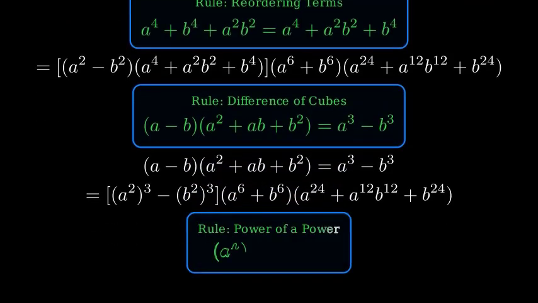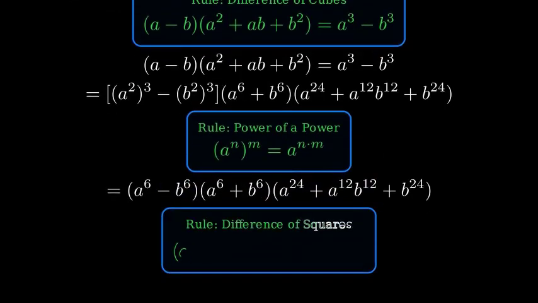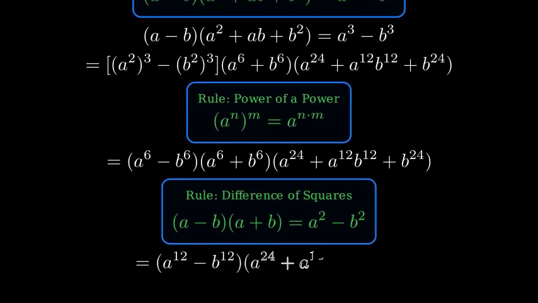Let's simplify the expression further by calculating the powers. A squared cubed equals a to the sixth. Similarly, b squared cubed equals b to the sixth. So our expression becomes (a to the sixth minus b to the sixth) times (a to the sixth plus b to the sixth) times (a to the 24th plus a to the 12th b to the 12th plus b to the 24th). Next, we notice that the first two factors form a difference of squares pattern.